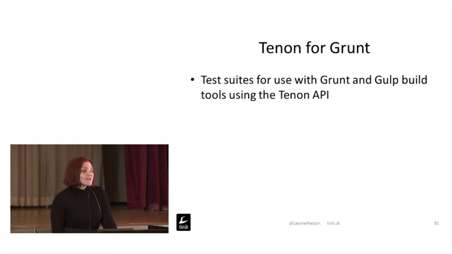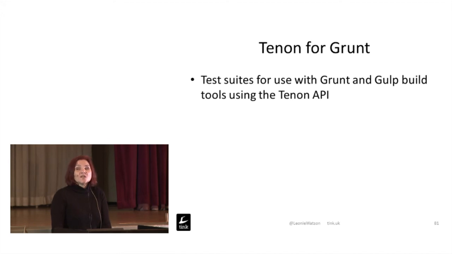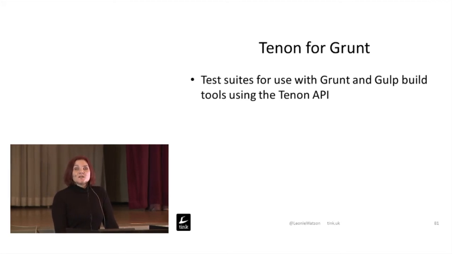Tnon is a slightly different tool. Tnon is an API, an accessibility API, that also has a web-based checker. But people have built tools for incorporating the API into build tools like Grunt and Gulp and a few others besides. Tnon is developed by my friend and colleague at TPG, Carl Groves, and his view on accessibility, like many others, is that it's as much about usability as accessibility.